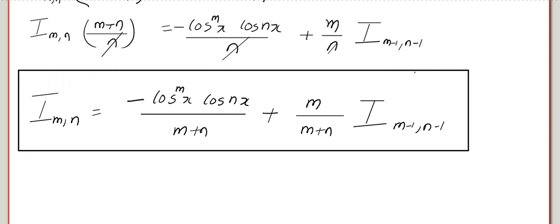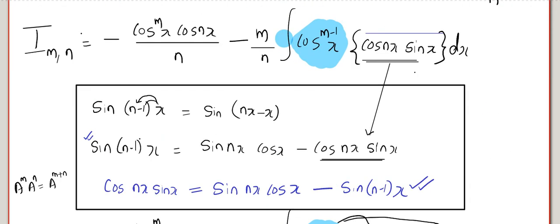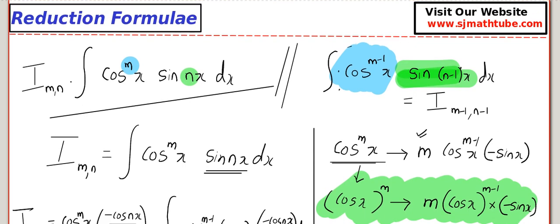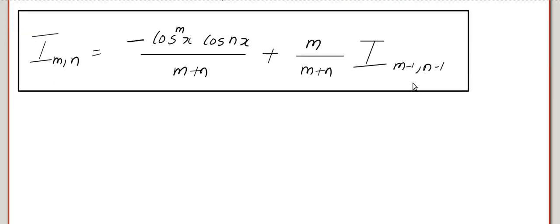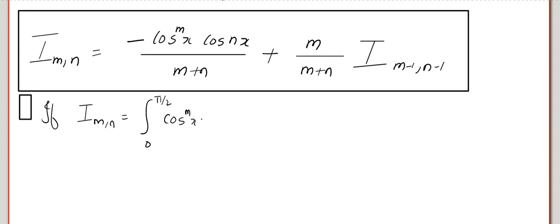Okay, now let's go for the second question. It was hence prove that. Oh, I erased that. Okay, I'll write the second question. In the second question, they have given one limit, 0 to pi by 2. So I'm going to write like this. If I(m, n) is equal to the integral 0 to pi by 2 of cos to the power m x sin nx dx, then what will this reduction formula become?